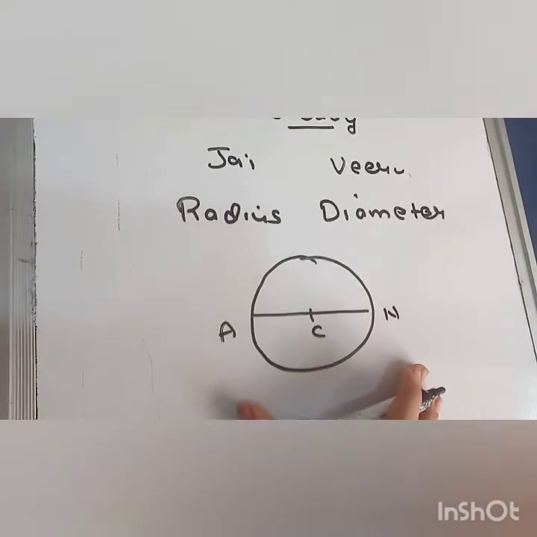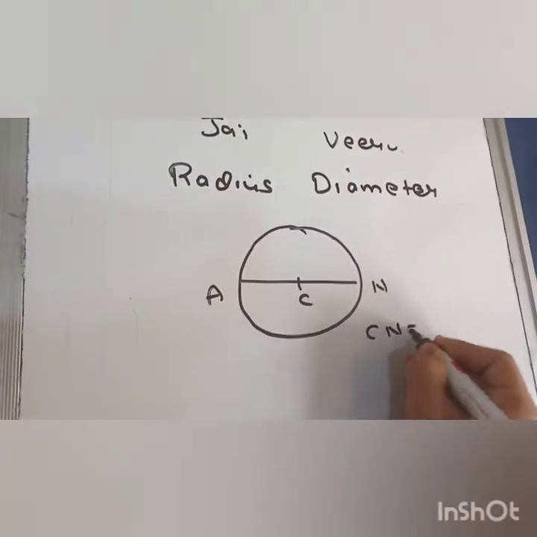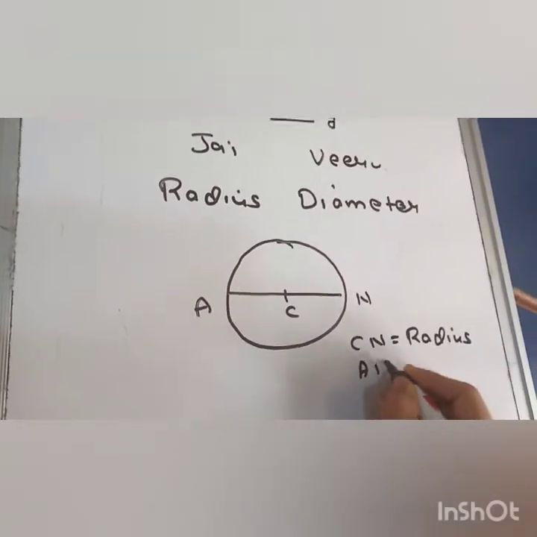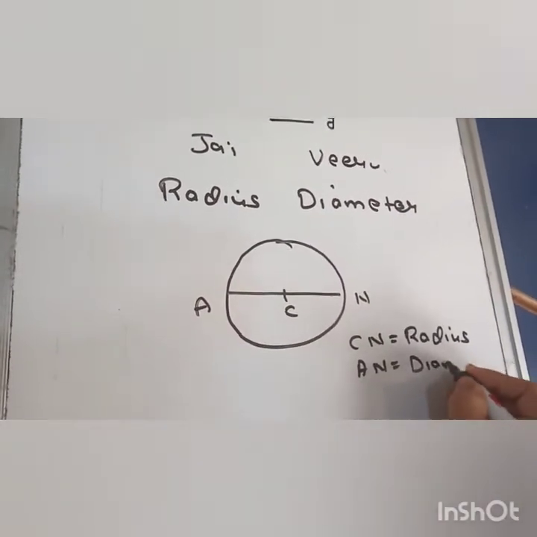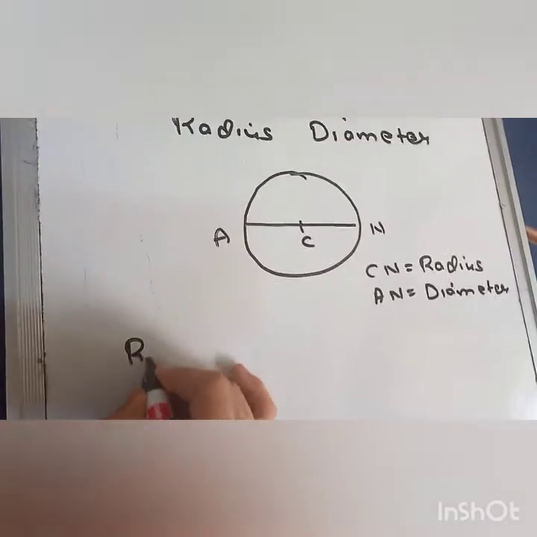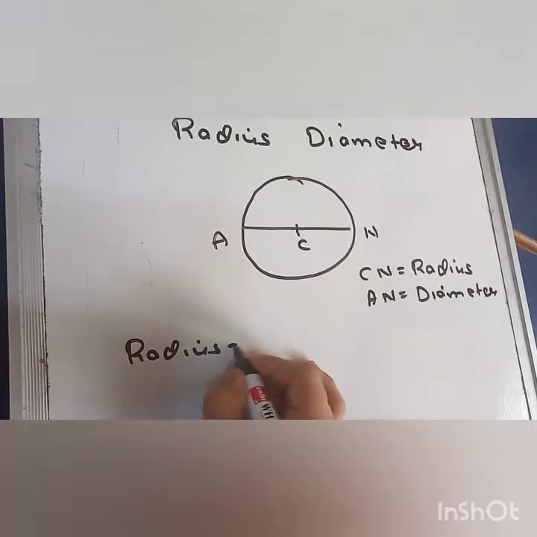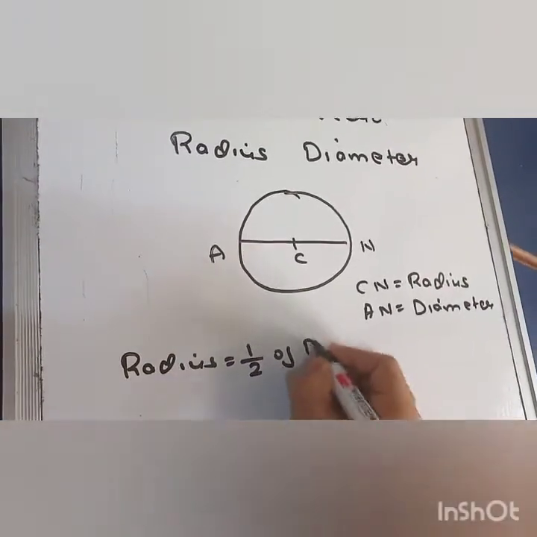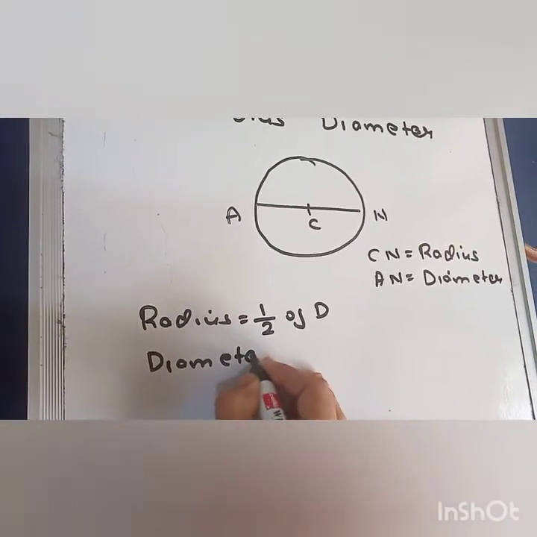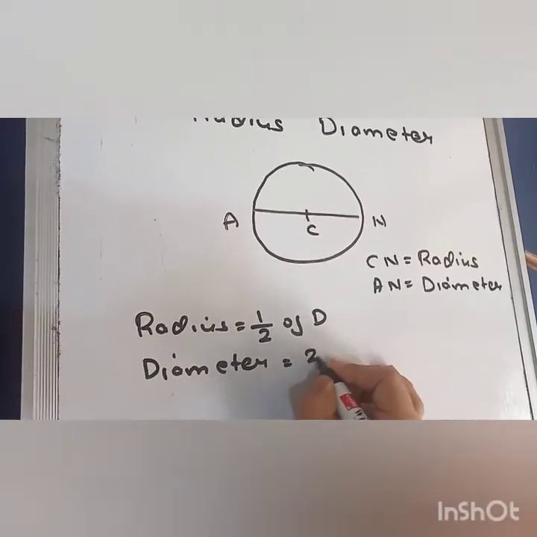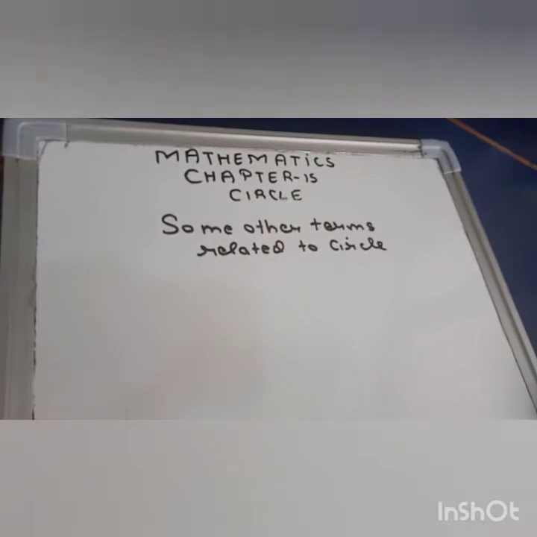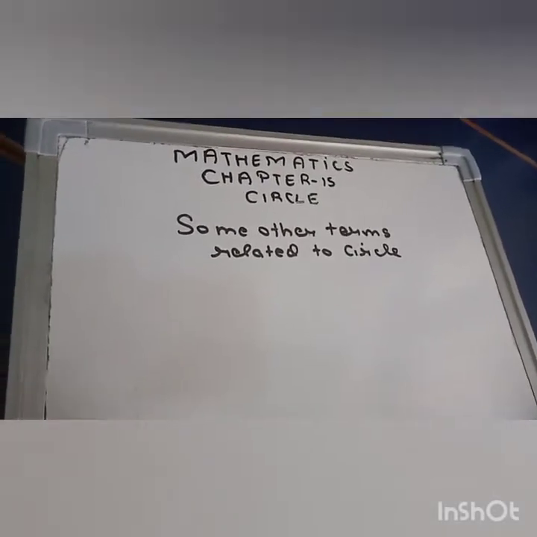By this diagram you have understood that CN is equal to radius and AN is equal to diameter. So let's take its formula. Radius is equal to half of diameter and diameter is double of radius. Okay, so now understand about some other terms related to circle.